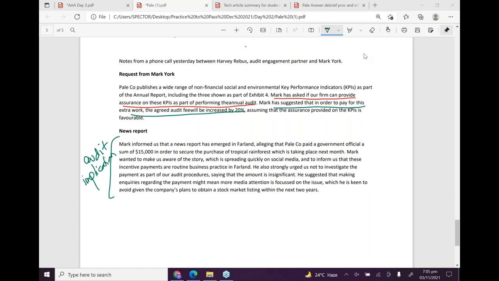Very well done. There's no fee dependence, Afan, but yes, there is self-interest. Linking fee to favorable results is definitely self-interest, but there's no fee dependence. Do not use the word fee dependence, please. And you're absolutely correct. Audit fee cannot be on a contingent basis. So separate marks for saying audit fee cannot be on a contingent basis.